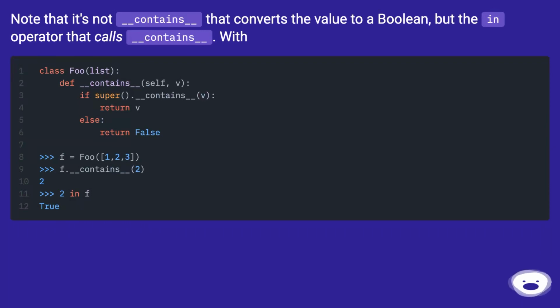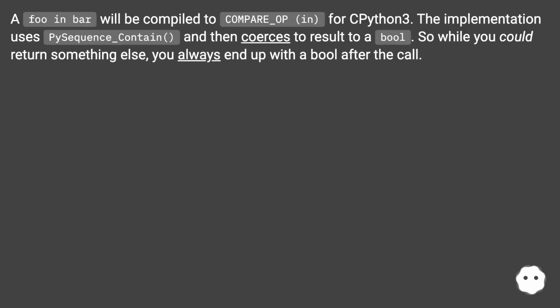Note that it's not __contains__ that converts the value to a Boolean, but the in operator that calls __contains__. With Python 3, a in foo bar will be compiled to COMPARE_OP. The implementation uses the sequence contains and then coerces the result to a bool. So while you could return something else, you always end up with a bool after the call.